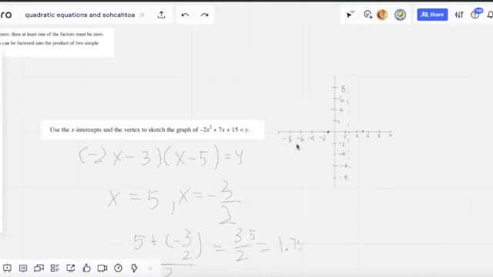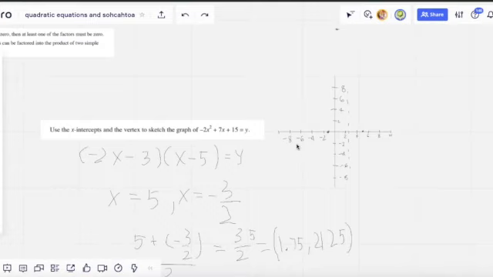And now we can use a calculator to see what y is when x is 1.75, since we know the x coordinate of the vertex. And it turns out that y is actually 21.25. So the point will be 21.25. So that's somewhere up there, so we can maybe just put a point there.